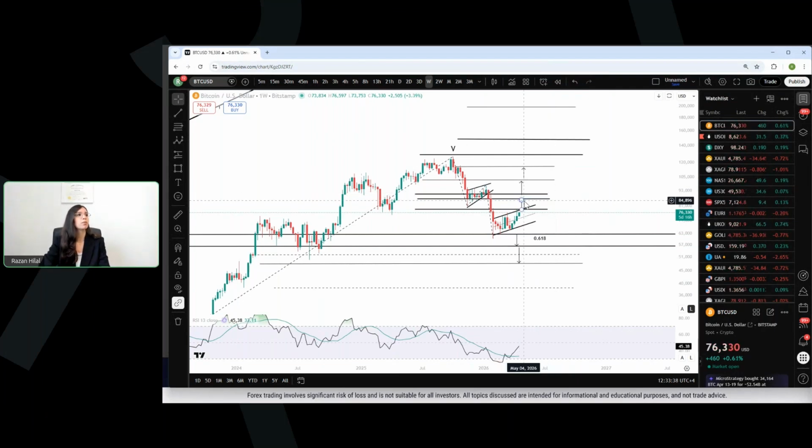A clean hold above this mark is likely to open the way back towards the 100,000, the 115, and the 130 before opening the way towards new records on the Bitcoin chart towards the 150 and the 200,000 dollar threshold as we have increasingly favorable regulatory frameworks across the globe for the cryptocurrency markets.